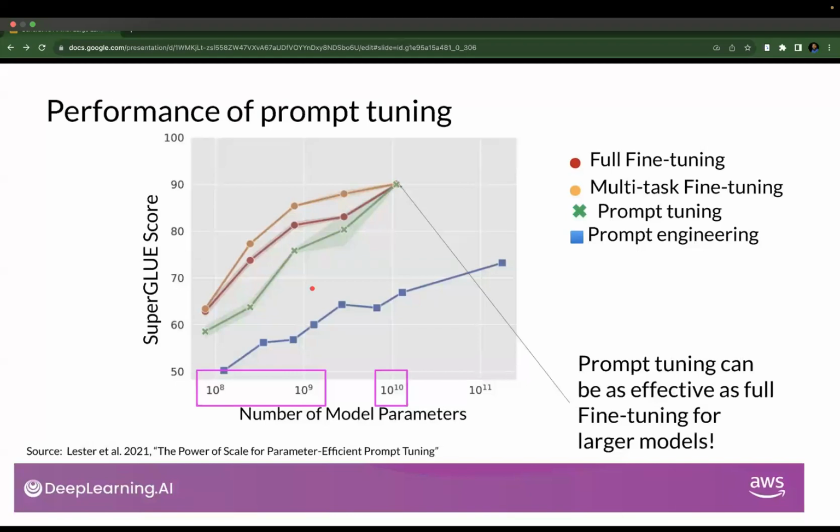And it has been seen that as the number of parameters in the model increases, like it goes to 10 billion or beyond, full fine tuning and multitask fine tuning as well as prompt tuning have similar performance, which means multitask fine tuning and prompt tuning start to converge and give similar scores. Whereas prompt engineering alone is not that scalable, and it does not match the performance of instruction fine tuning.